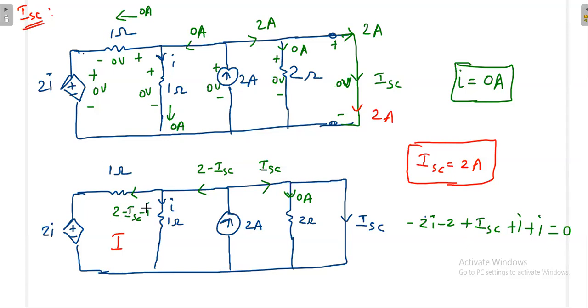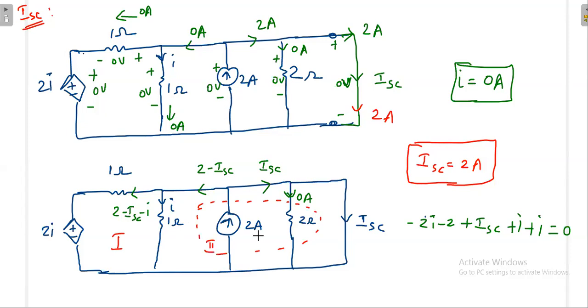Now I am going to apply one more KVL, Kirchhoff voltage law. Already I have chosen this loop, so I have to choose one more loop. Can I choose this loop? I can choose it because I know the voltage now, which is 0 volt only. Otherwise, you know what the voltage is here. So the next loop I will choose like this.